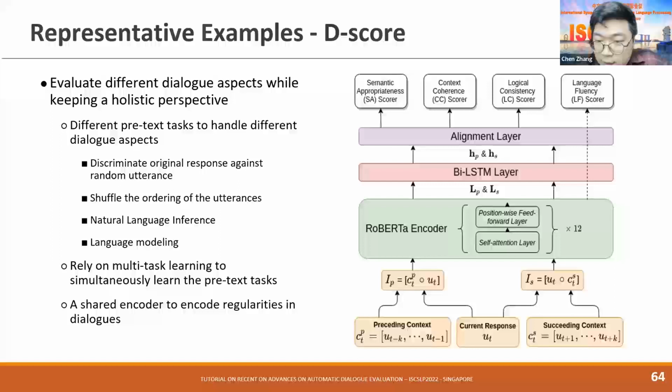And here we concatenate the current response and the succeeding context. This is another sequence of embedding vectors. Then an additional BiLSTM layer further captures the sequential interactions of all the words. After that, we use an alignment layer to transform the vectors into a single score corresponding to each dimension.